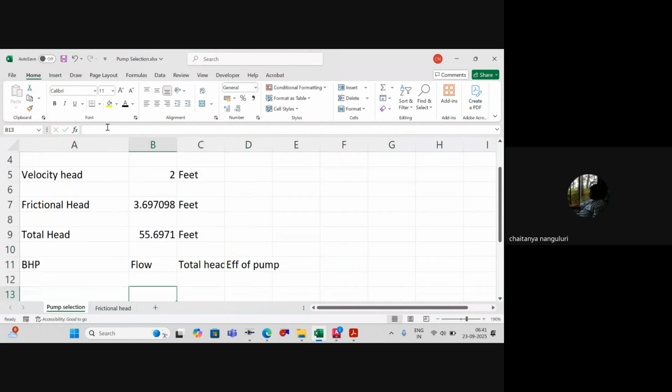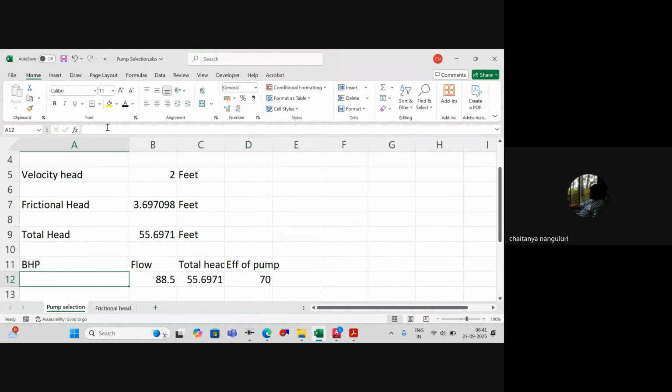So flow is 88.5 GPM. Total head is equal to 55.69, whatever decimals the value is. And then pump efficiency. Generally you will take around 70% for pump efficiency, 65 to 70%. Clear? Okay, so you take 70%.